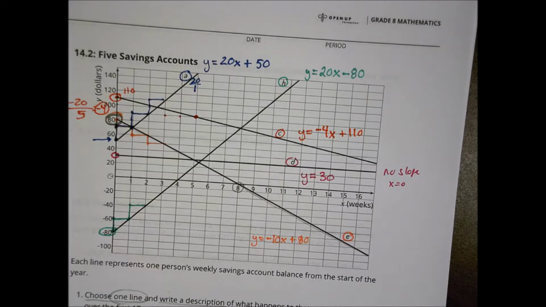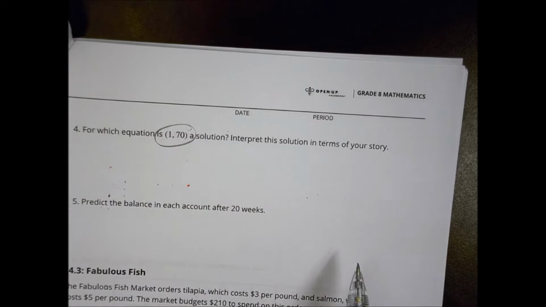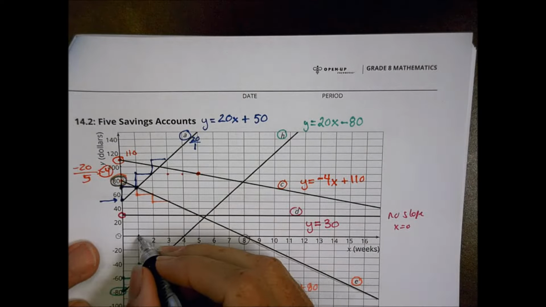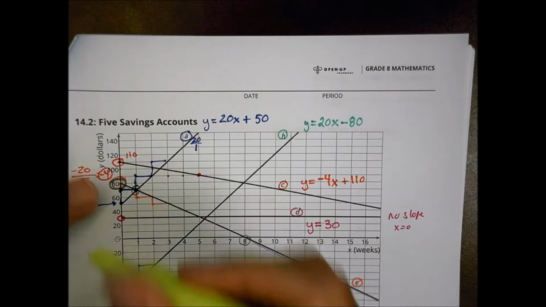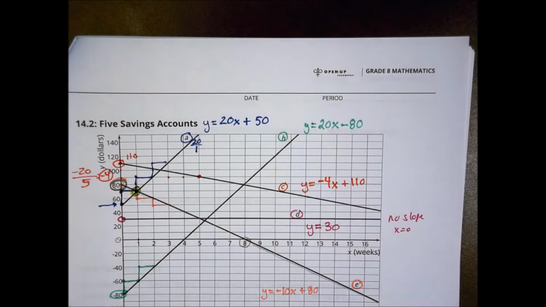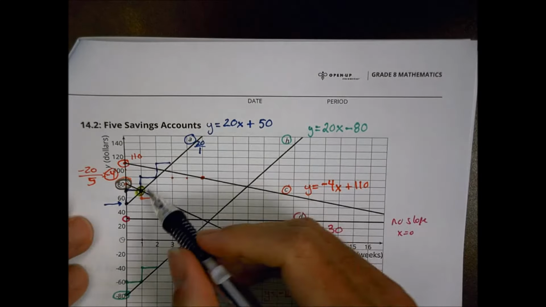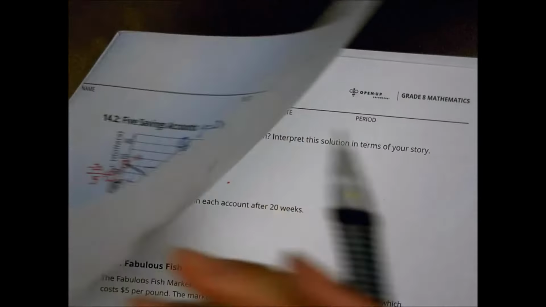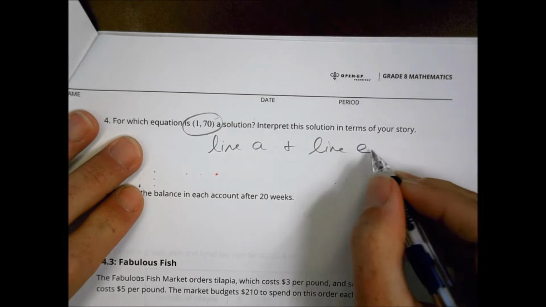Okay? So question 4 on the next page says, for which equation is 1 comma 70 a solution? All right, so we need to find 1 comma 70. 1 comma 70 is going to be right here at this point. So if I was to highlight it in some way, there's 1 comma 70 located right there. So for what is that a solution? It's a solution for which line? It's a solution for line A and a solution for line E. That's where it matches there. We could say line A and line E.